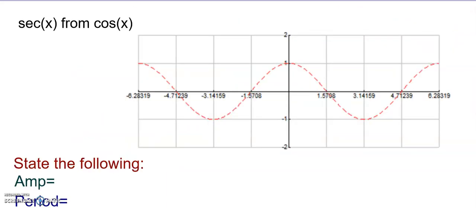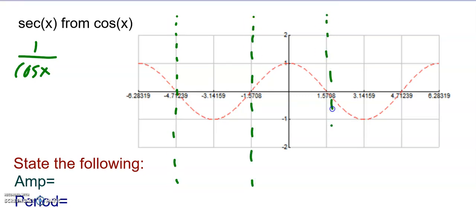Now we're going to do secant. Same sort of idea. It's going to end up looking very similar. So here we know that secant is 1 over the cosine of x. So anywhere cosine is 0, secant will have an asymptote. Anywhere the cosine function is 1, the secant function will be 1. Anywhere it's -1, the secant function will be -1. Anywhere the cosine function is 1/2, the secant function will be 2. Anywhere the cosine function is -1/2, the secant function will be -2.